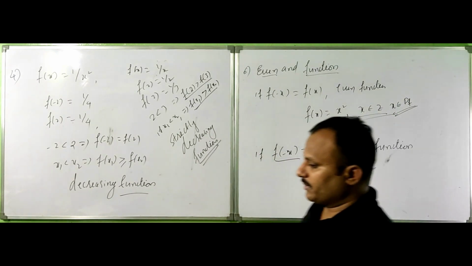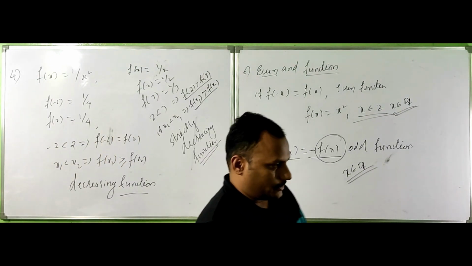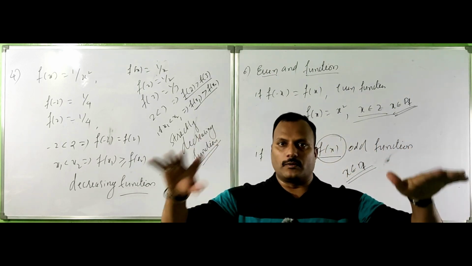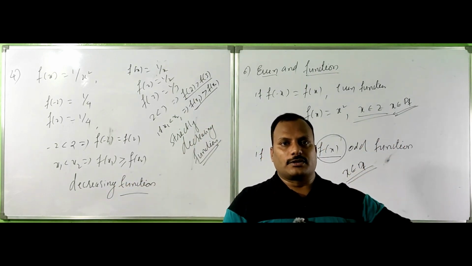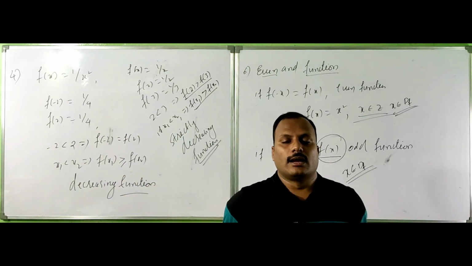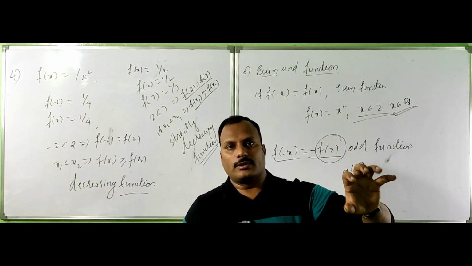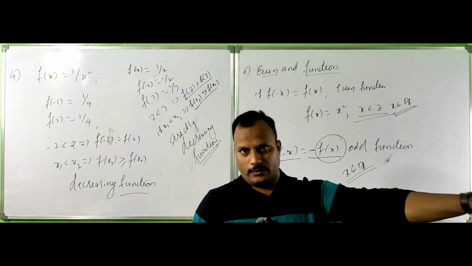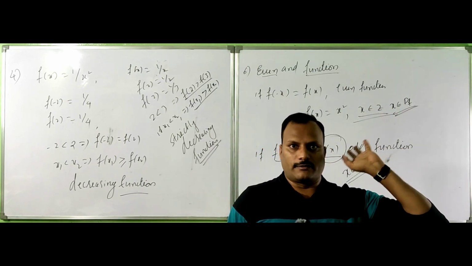Again I will repeat and revise what I did. Functions: we have kinds and types of functions. Based on domain, we have one-one function and many-one function. One-one function: one input, one output. Many-one function: two inputs, one output. Based on codomain, we have onto and into. Onto means all values of y depend on the x domain only. Into function: there are many elements where y is not equal to f of x.